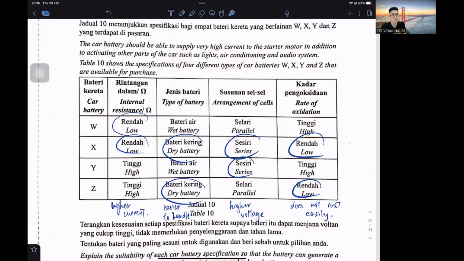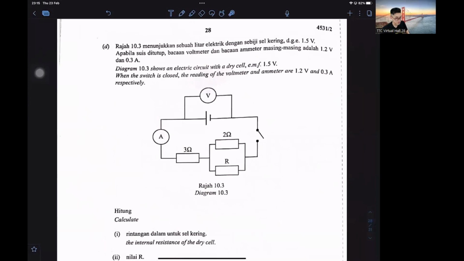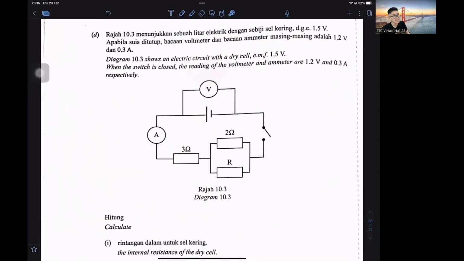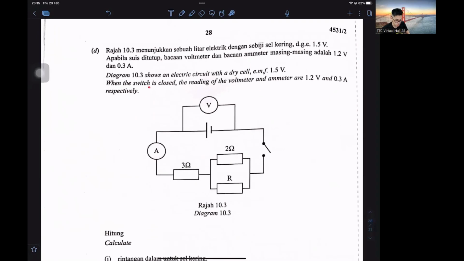10 marks. Okay. Now, the last question, they give you the dry cell with an EMF of 1.5 volts. What is the internal resistance of the dry cell? Sorry, they say when the switch is closed, the readings of the voltmeter and ammeter are 1.2 and 0.3. Okay, so I said this in the previous question. When the switch is open, no electricity flows. The number here is EMF, 1.5. When you connect the switch and electricity flows, the number here becomes V, potential difference.